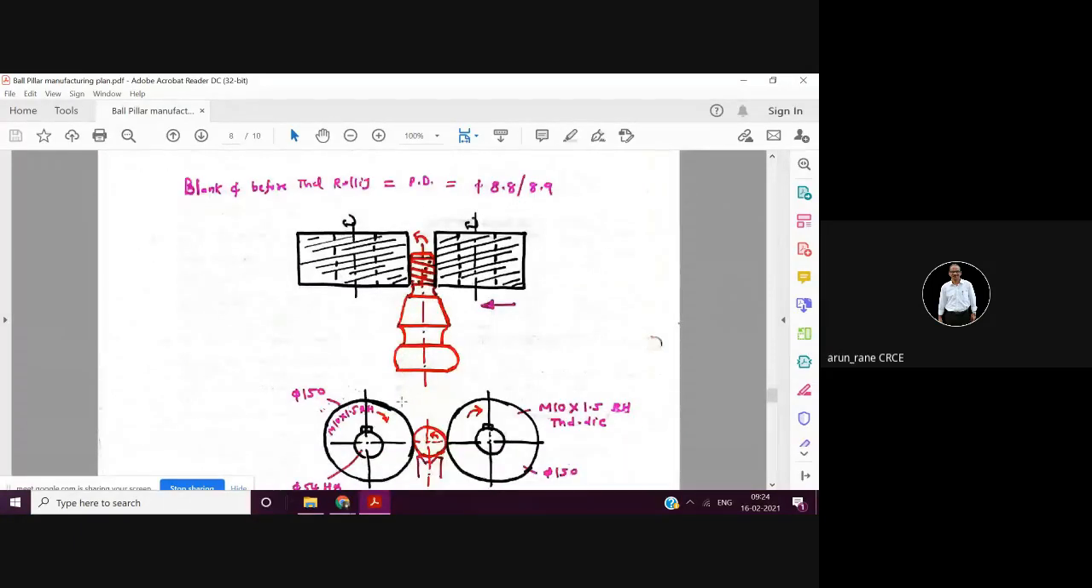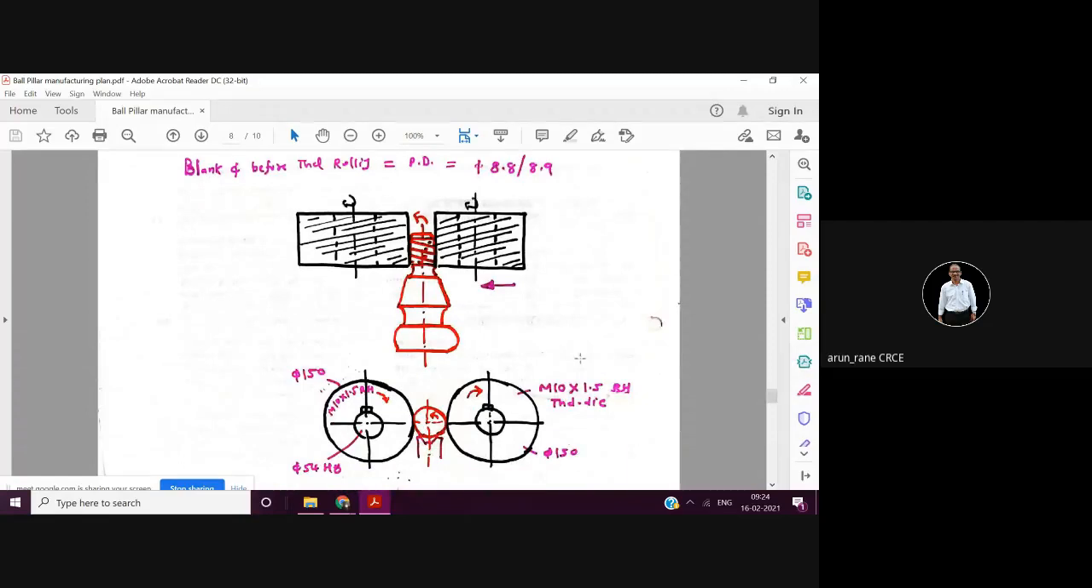This is how it will look like. This is called the process picture. Anybody is waiting here?